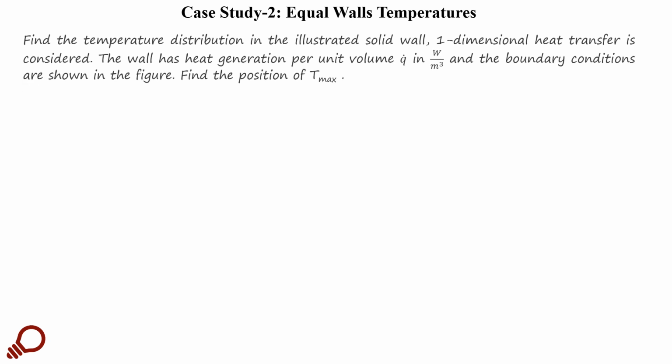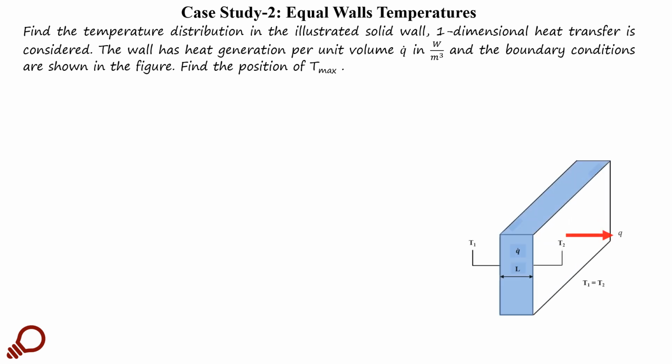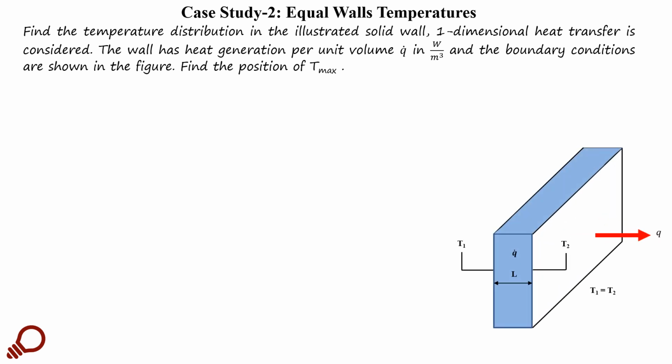Now, let us consider the case where we have constant temperatures at the walls. The wall shown in this figure is exposed to heat transfer in one-dimensional form with a heat generation Q dot in watt per meter cubed, with a thickness L. We want to derive an expression for the temperature distribution through this wall, and we need to find the position of maximum temperature.